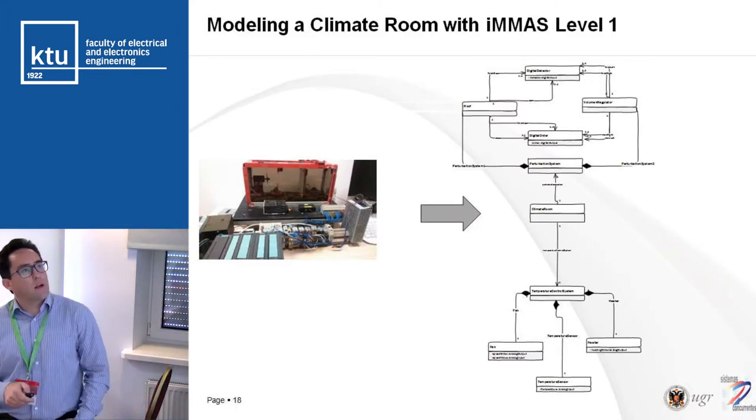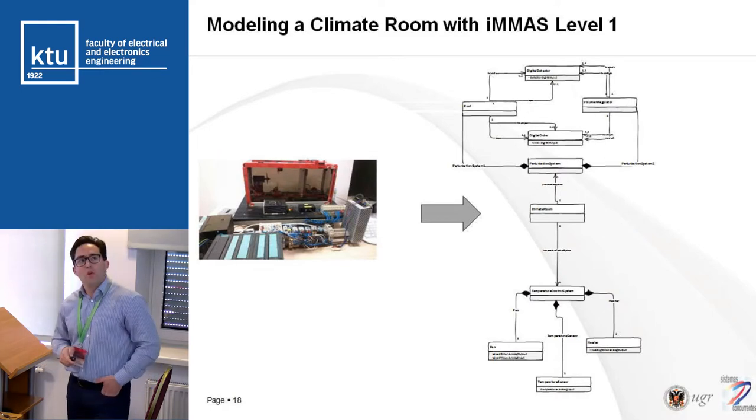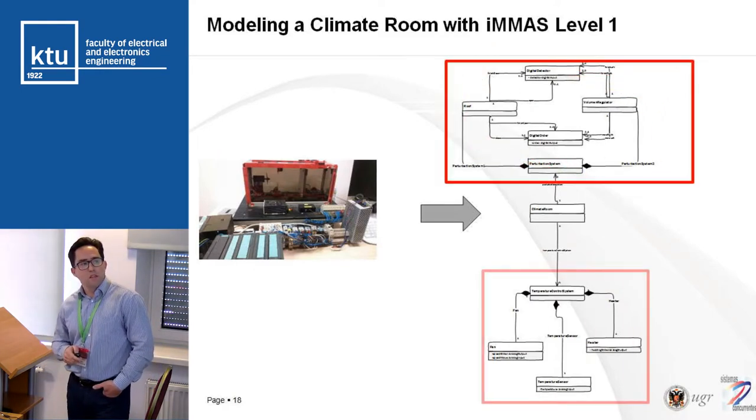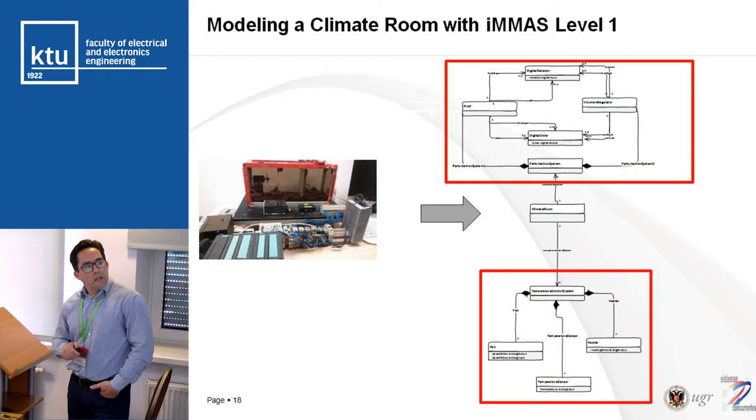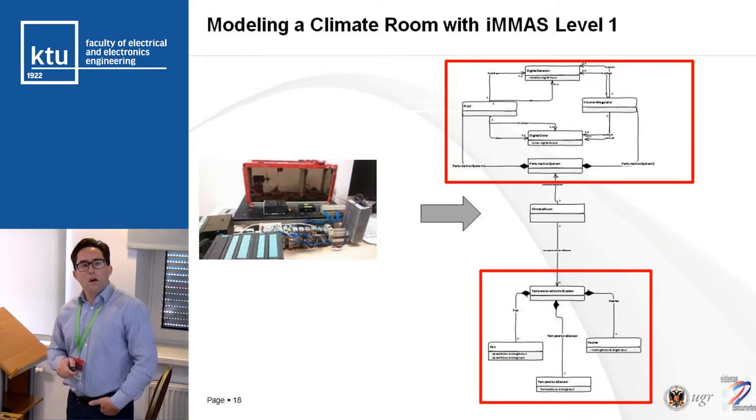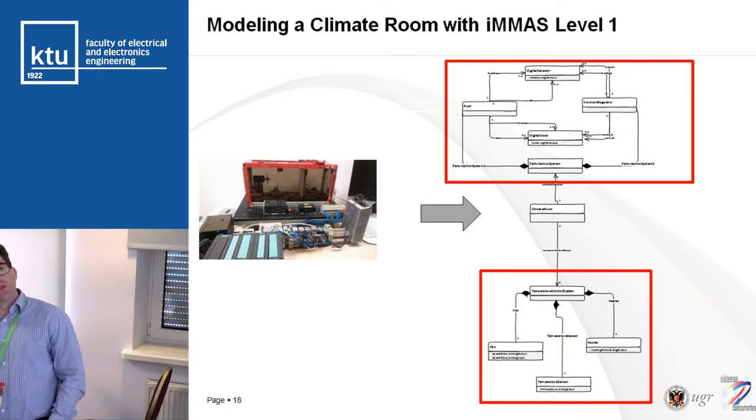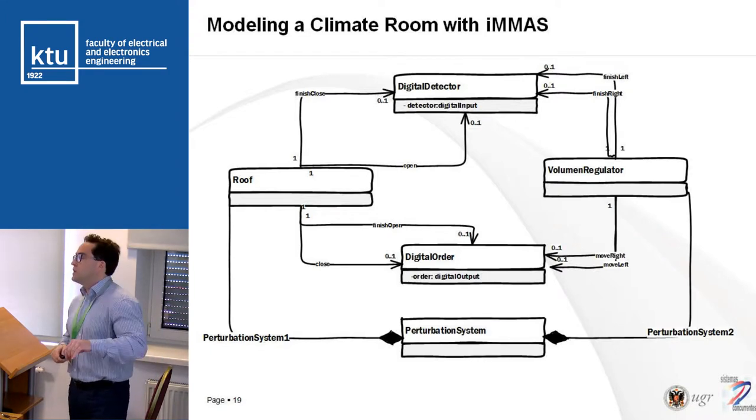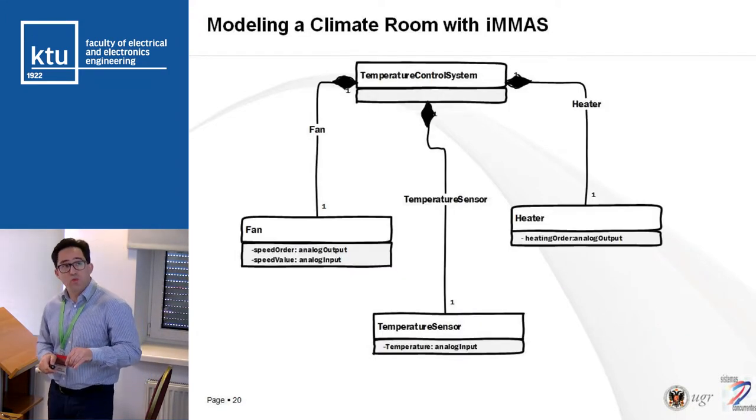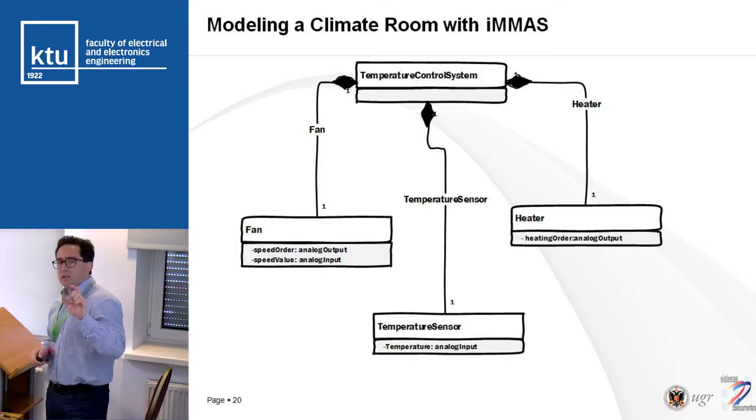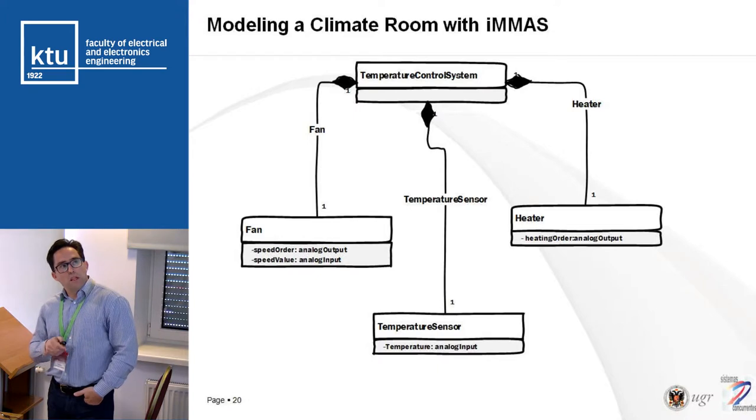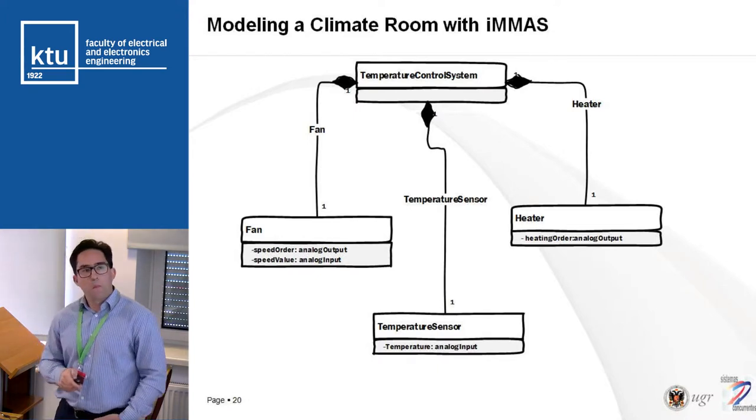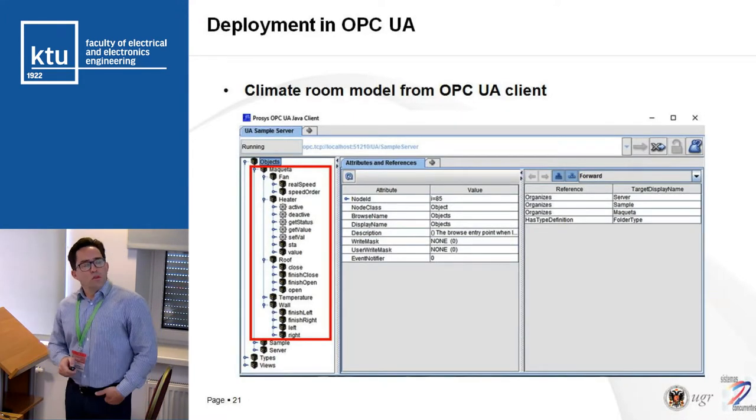At the end, we need to prove our metamodel in a real case. In this case, we are using a climatic room controlled by the Siemens PLC. And this system is divided into two subsystems. The first subsystem is here. It's the perturbation subsystem, to introduce perturbation in the system. And the second subsystem is the temperature regulator. With this system, we can regulate the temperature inside the box. This is the model, and the other is the model for the system.